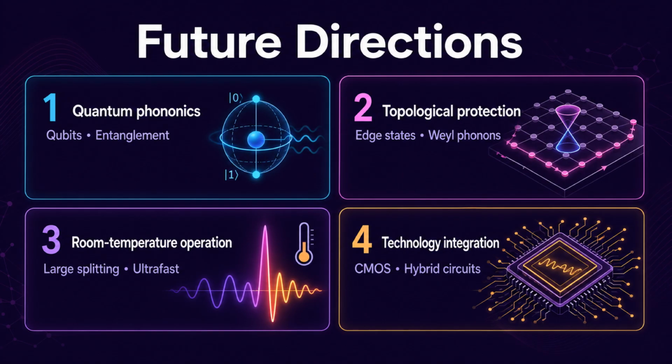Quantum phononics aims to use chiral phonons as qubits with chirality encoding quantum information and creating entangled phonon pairs. Topological protection could yield robust phononic states through edge states and Weyl phonons. Room temperature operation requires materials with large energy splitting and ultrafast dynamics. Technology integration means combining phononic elements with CMOS and optical interconnects.